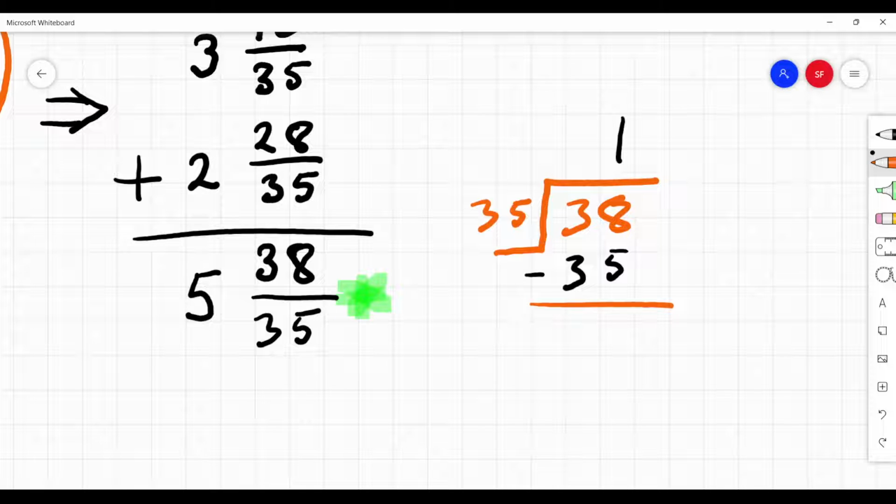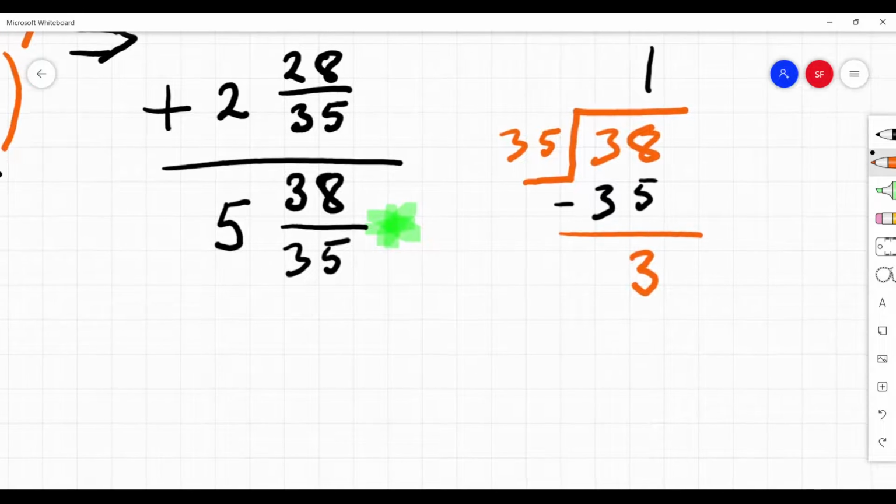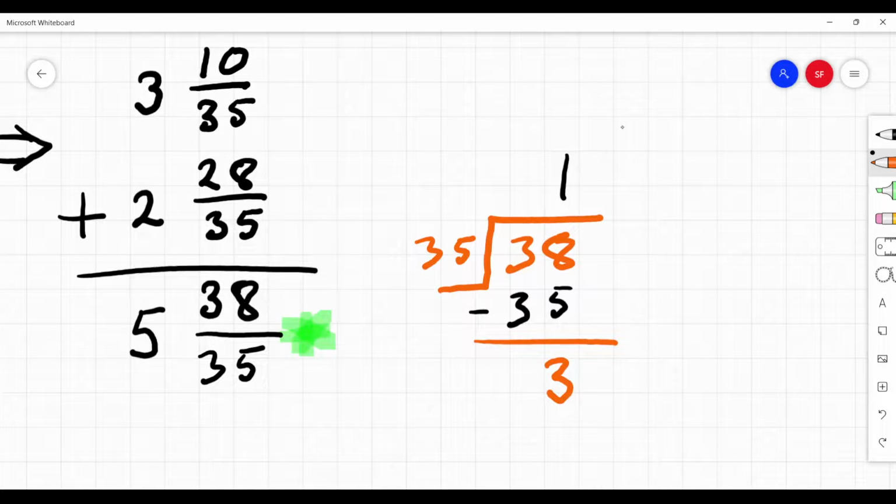3. So for this mixed number, I end up with 1 and 3/35, right? But when they're that close, just count the difference. 36, 37, 38, 3, right? You can even use those digits when they're that close.